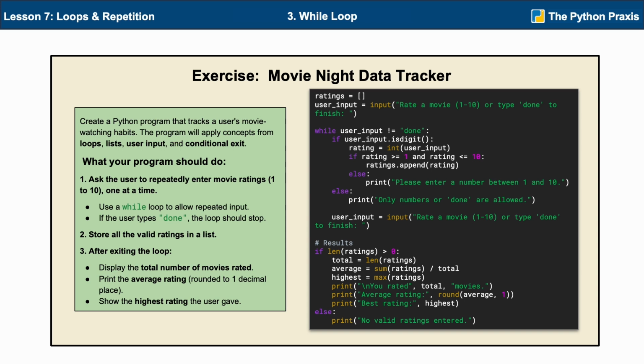After exiting the loop, display the total number of movies rated. Print the average rating rounded to 1 decimal place. Show the highest rating the user gave. Let's dive into the code now.